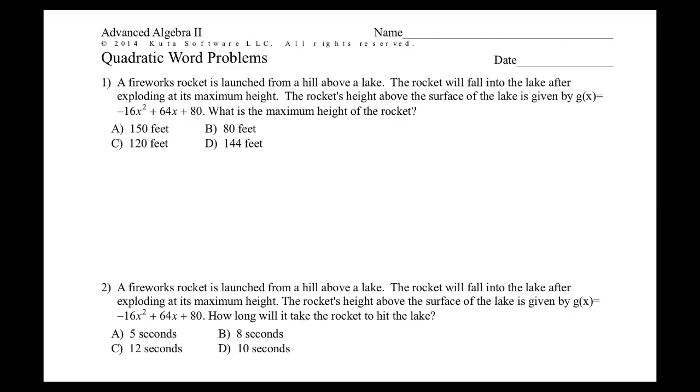So let's start out by looking at example 1. In example 1, it says a fireworks rocket is launched from a hill above a lake. The rocket will fall into the lake after exploding at its maximum height. The rocket's height above the surface of the lake is given by g of x equals negative 16x squared plus 64x plus 80. You need to find what is the maximum height.